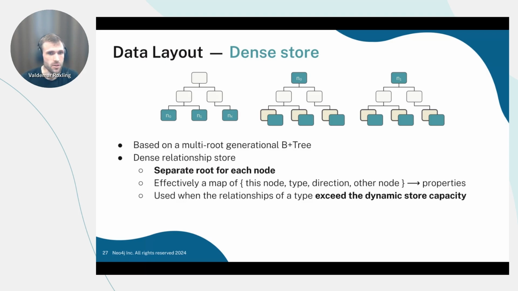And we can note here that nodes that have relationships of different types, maybe it has 10,000 relationships of one type, but only 5 of a different type. Only the type that has a lot of relationships will end up in this store, whereas the type that has only few relationships will still be in the dynamic store.